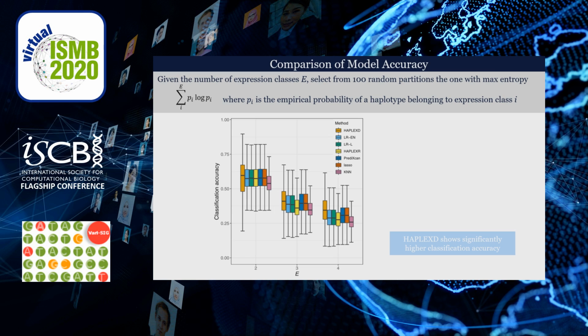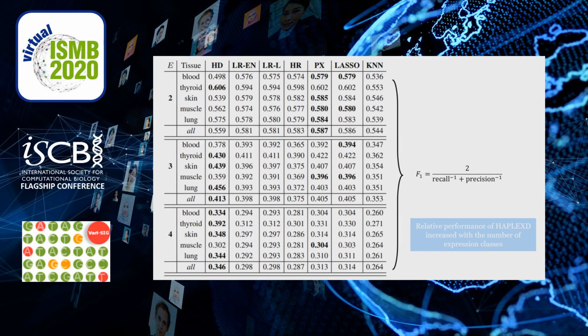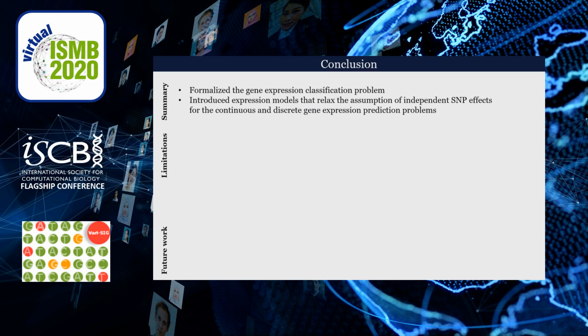We also compared our models against logistic regression with ElasticNet and lasso penalties. The takeaway is that haplex D shows significantly higher classification accuracy in each case. And when we look at the F1 scores for each method and tissue, we actually notice that the performance of haplex D relative to the other models increases with the number of expression classes.